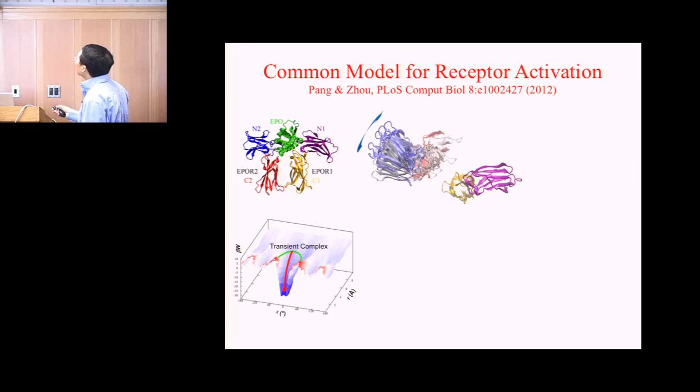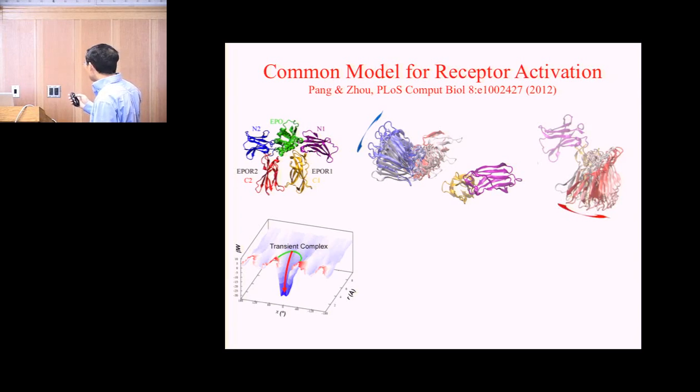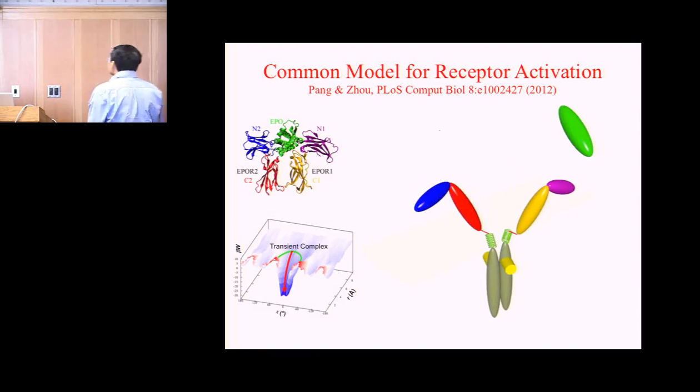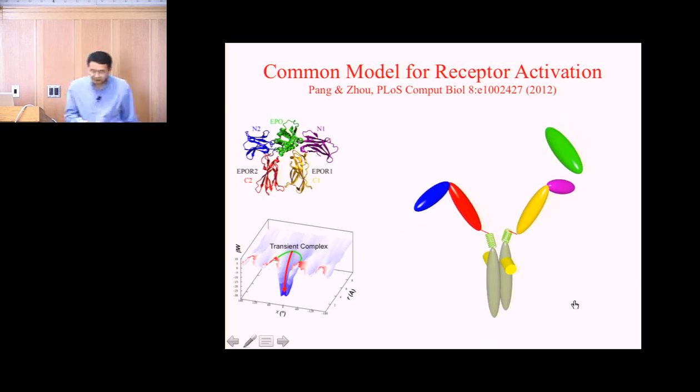So by calculating the structure of the transient complex and then doing this simple interpolation, we can come up with motions that are important for the final step of the receptor activation. So this is a mechanism model that we developed based on the calculation of the transient complex.